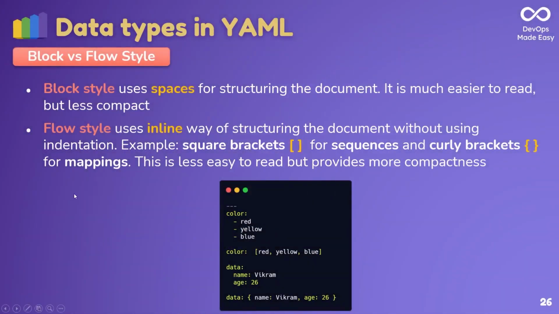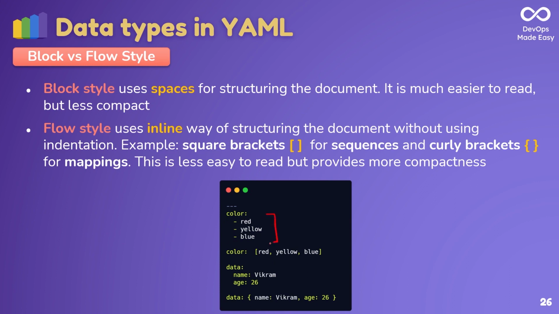So now we were talking about block versus flow style. There are two forms of indicating lists or any data type in YAML. The first one is the block style. Block style uses spaces for structuring the document. Let's say here, color is the key, value is a list. I can list the elements inside the square brackets, like red, yellow, blue, but I can also mention it like this with the spaces at the front. Okay, so block style.